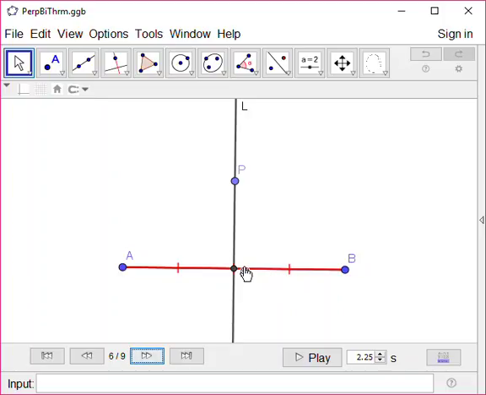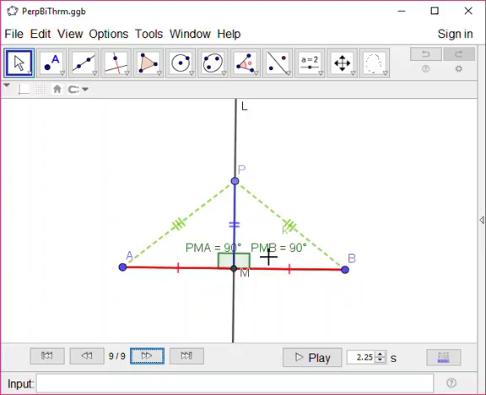PM is equal to PM, by the reflexive property. PM is common. AM is equal to MB, since M is the midpoint of AB. Thus, by the side-angle-side property, triangle AMP is congruent to triangle BMP. Hence, side AP is equal to side BP.